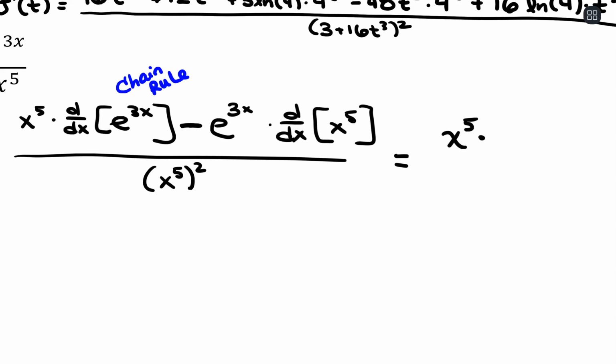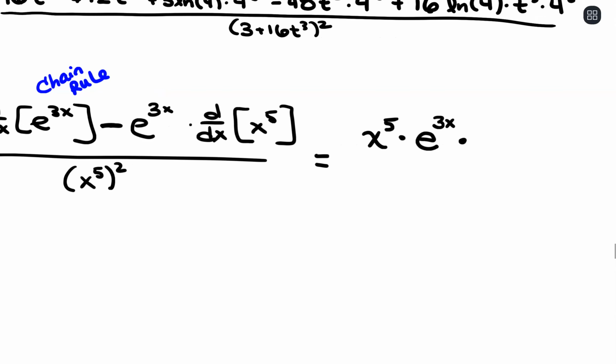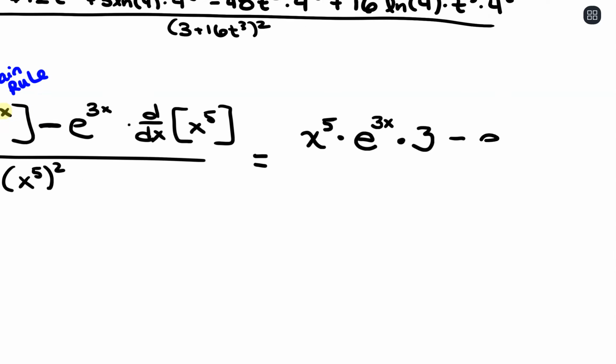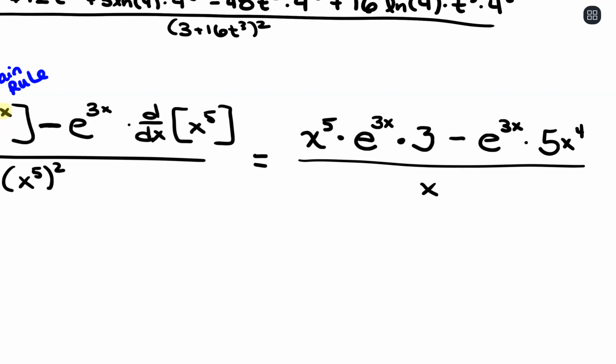where the outside is this e to the exponent, which when we take the derivative of the outside, we're just keeping e to the exponent, and we keep that inside function of 3x. We just need to be sure to multiply by the derivative of that inside function, which is 3x. So we're going to multiply by 3. And then minus e to the 3x times derivative of x to the 5th, which is 5x to the 4th. All over x to the 5th power to the 2nd power, so you multiply those for x to the 10th.